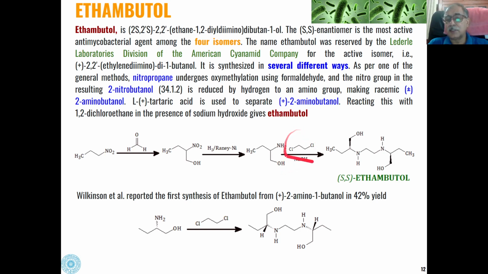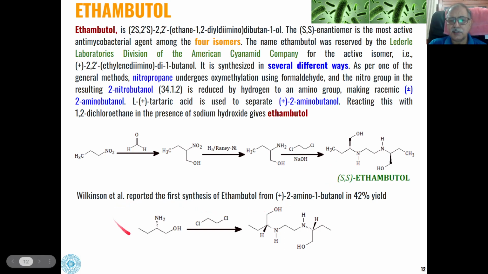amino alcohol is reacted with dichloroethane in presence of sodium hydroxide to give us S,S isomer of ethambutol as the product. So first racemic mixture is formed, which is resolved with L-tartaric acid to give us 2-amino-butanol as the product, and this 2-amino-butanol then reacts with 1,2-dichloroethane in presence of sodium hydroxide to give us S,S-ethambutol.